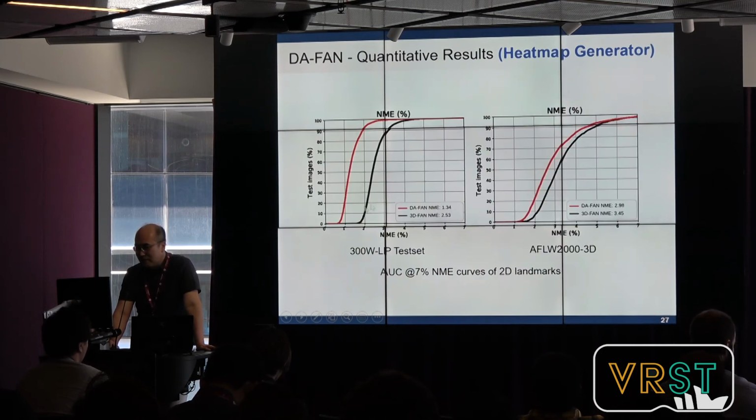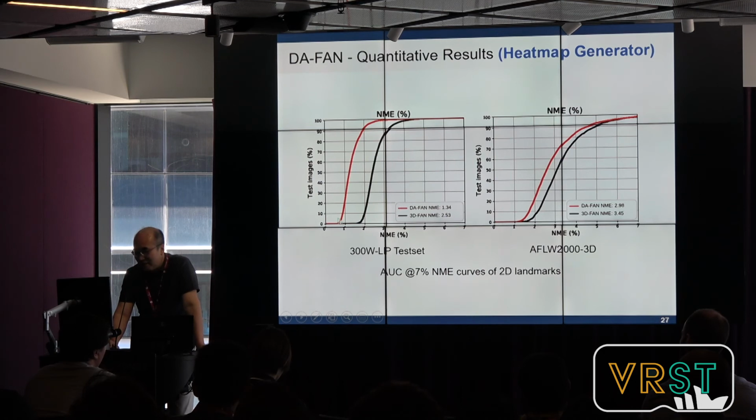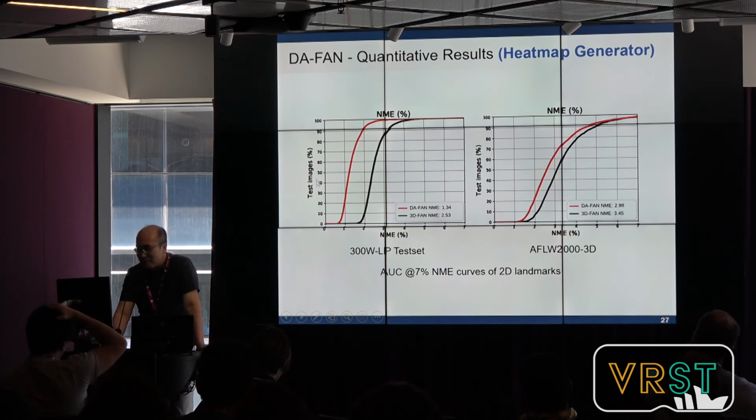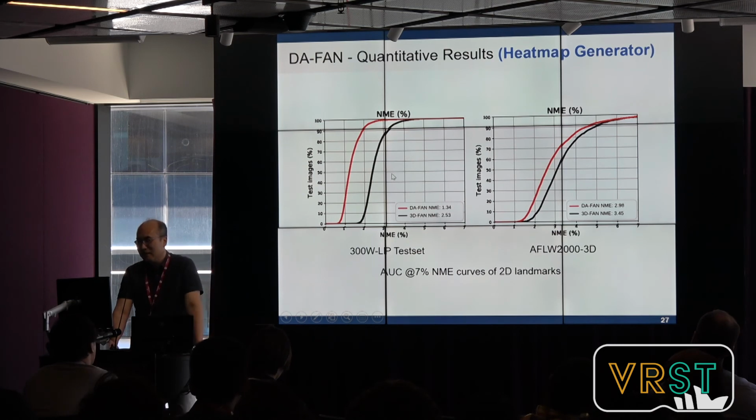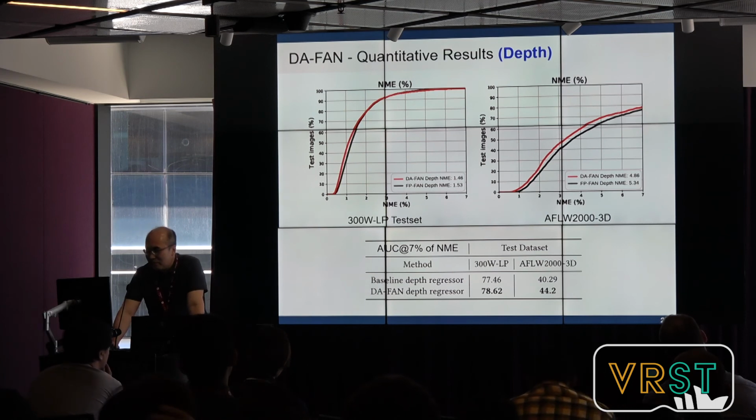This is an AUC graph. This curve shows a cumulative graph. Here, the x-axis is the NME error, and this is the percentage of images that satisfy this error. The larger the area under the curve, the better. This is our method, and this is the previous method. We can achieve similar results for depth estimation due to our deformation aware loss.